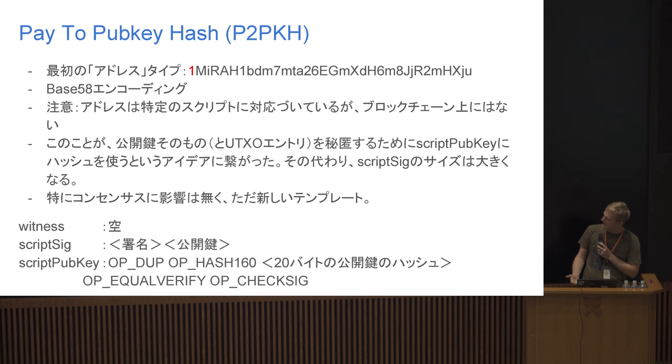It also introduces the idea of using the hash of the pubkey to shift the costs to spending time, so it increases script sig size. And here you have the script sig with the signature and pubkey, which are pushed onto the stack. And then the pubkey is OP_DUPed, duplicated, then it's RIPEMD hashed, and then it's checked against the 20 byte pubkey hash, which is pushed on, with OP_EQUALVERIFY, and then that goes away, and then you do a checksig.